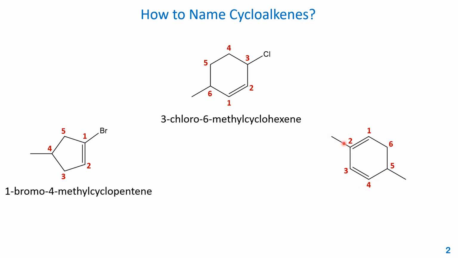Then the first substituent will be 3 instead of 2. So that's wrong, not from here. It must start from here: 1, 2, 3, 4, 5, 6. So the name will be 2,5-dimethyl. You have a 2-methyl group, cyclohexa, and 1,3-diene. 1, 3 is the location of the double bonds. 1 and 3. Okay, diene.